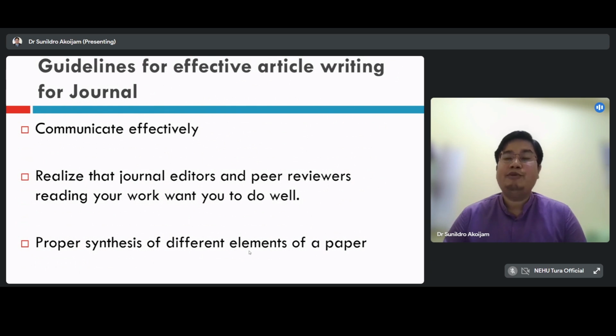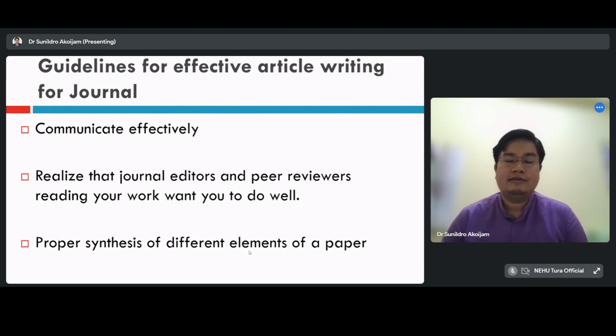So first point, communicate effectively. The way you write your paper, you should do it effectively. Okay, means you should write in such a way that your reviewers and your target audience will be able to understand properly, or in the right direction. You don't need to write very hi-fi English or very technical words.